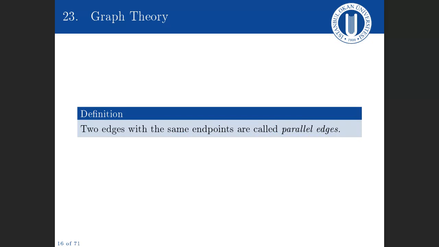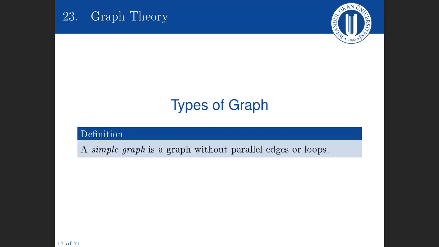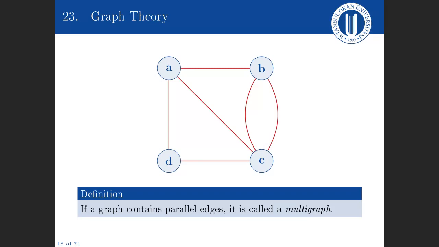Two edges with the same endpoints are called parallel edges. A simple graph is a graph without parallel edges or loops. If a graph contains parallel edges, it's called a multigraph. In this graph, in this picture, there are two edges which connect B to C. These are parallel edges. So this is a picture of a multigraph.